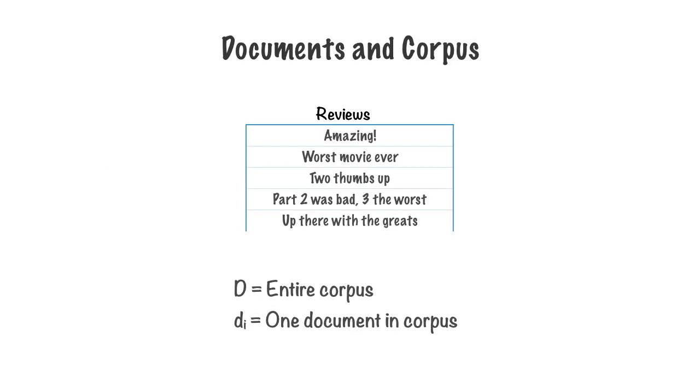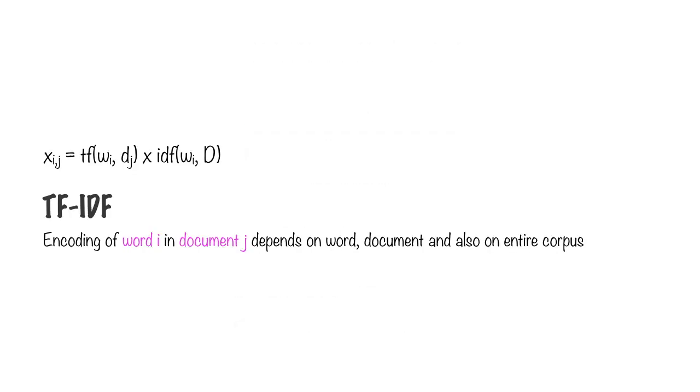In order to understand what these terms mean, let's go back to our corpus of reviews. Capital D represents the entire corpus, and D of I is one document in this corpus. One document is a single review. The TF-IDF algorithm tries to capture for every word the significance of that word within a single document, that is a single review, and the significance of the same word across the entire corpus of documents. That means the encoding of word I in some document J depends on that word itself, the document where it belongs, and also on the entire corpus.